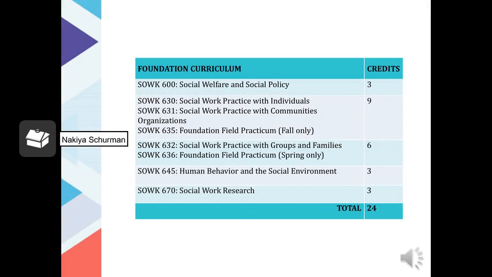These are the 24 credits of foundation curriculum that all students must take in order to move on to your advanced field placement. Some of these courses must be taken together, such as SOWK 630, 631, and 635, which are taken in the fall when you begin your foundation field placement. In the spring of your second semester of foundation field, you must take Social Work 636 with 632. Individually, some of these classes act as prerequisites for advanced classes. You'll want to look at the curriculum overview for all of the prereqs for our advanced classes.